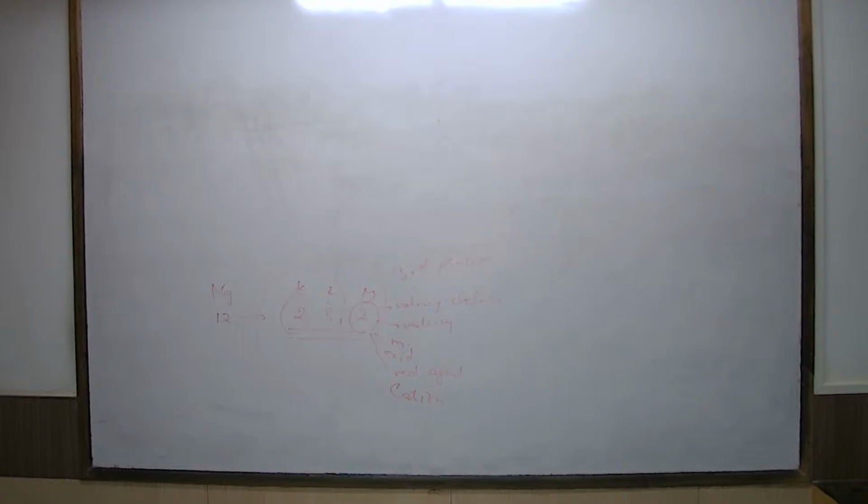Sodium has how many electrons in the outermost shell? 1. Aluminium has how many electrons in the outermost shell? 3. Correct? Yet sodium has only 1 electron in the outermost shell, and aluminium has 3 electrons in the outermost shell. Yet aluminium is less reactive than sodium. So chemical reactivity keeps on decreasing from left to right in the periodic table.